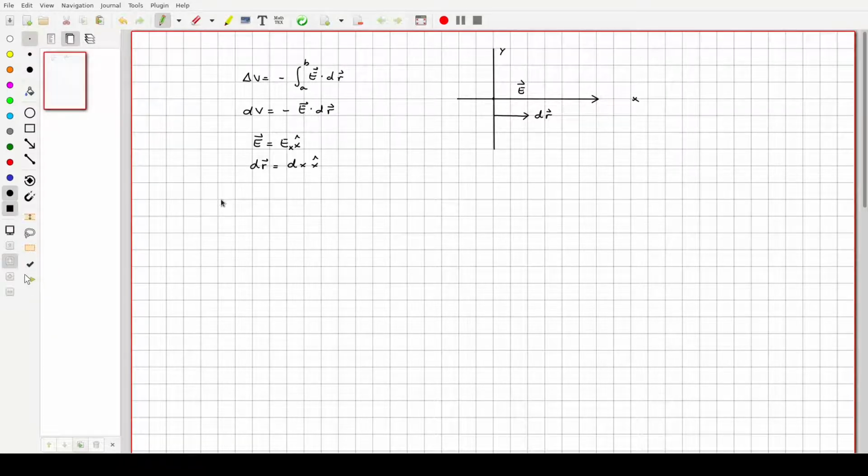So, I could think of dV here as being minus E sub x times dx. Or, if I move the minus sign to the other side and divide both sides by dx, E sub x is equal to minus dV dx.